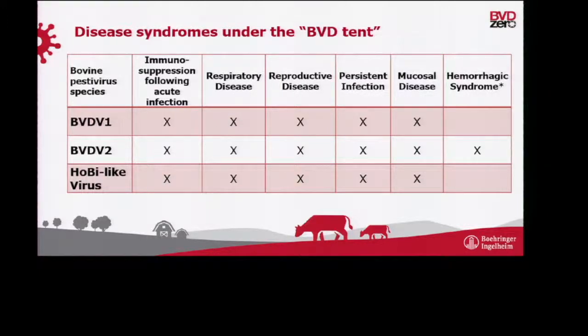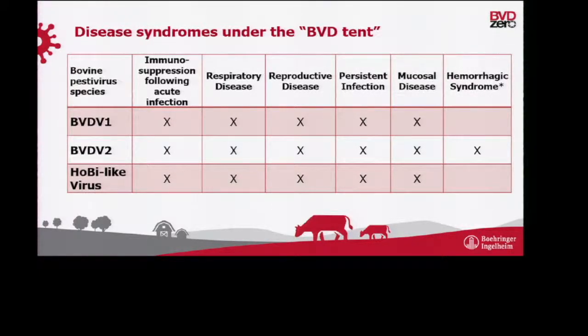So the disease syndromes that come under that BVD tent, regardless of which species we're looking at, include immunosuppression following acute infection, respiratory disease, reproductive disease, persistent infection, and mucosal disease, which is a really interesting and complex interaction between persistent infection and superinfection with another virus. It's probably not a loss leader for producers, but it's certainly from a scientific standpoint one of the neatest things they've ever found a virus to do.